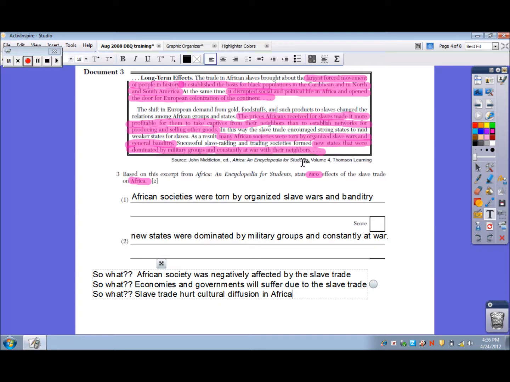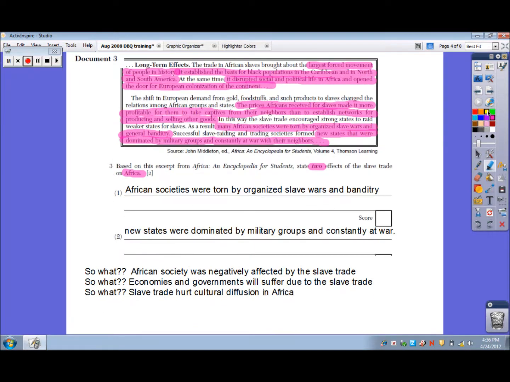So always think about cultural diffusion, think about the economy, think about war. These are good so whats. Okay? So we have three good so whats right here, and we want to go ahead and highlight all three of those in yellow. And then try to think about some outside information here. What do you know about Africa? What do you know about, it mentioned colonialism, or another word for colonialism is imperialism.